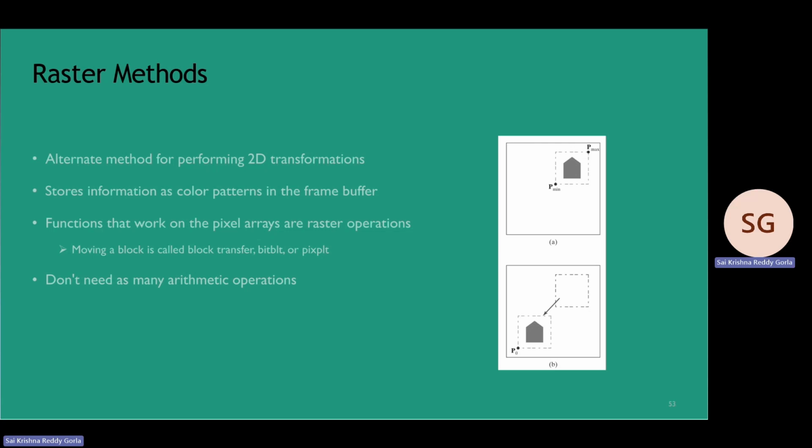And raster methods, an alternative method for performing 2D transformations, stores information as a color pattern in the frame buffer. Functions that work on a pixel area for the raster operation. Moving a block is called a block transfer, also called a pixel blit or bit blit, and it doesn't need any arithmetic operation to perform this. Here you can see the image which has been shifted from here to here by the transformation.